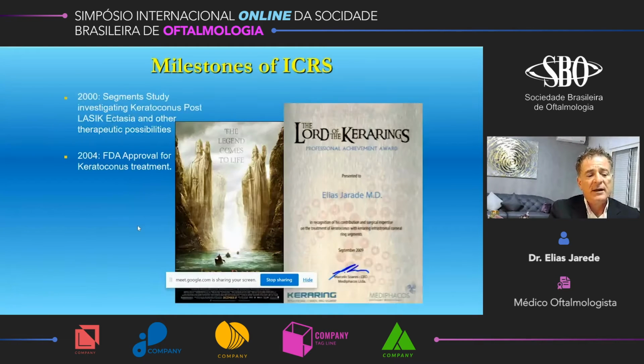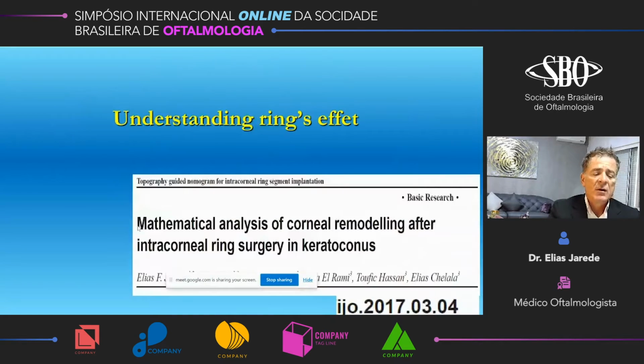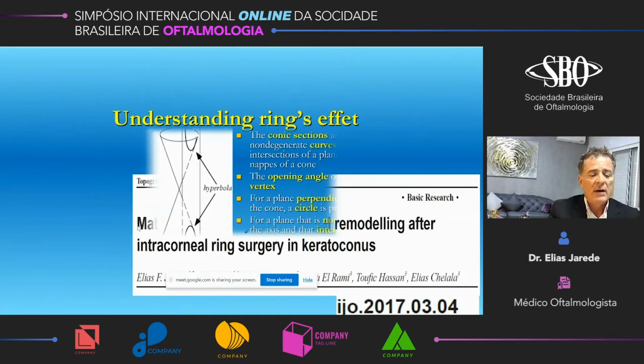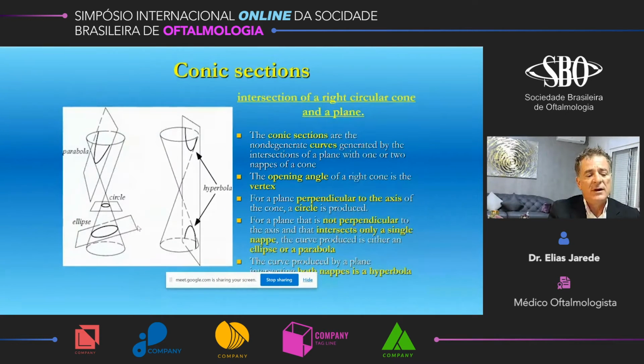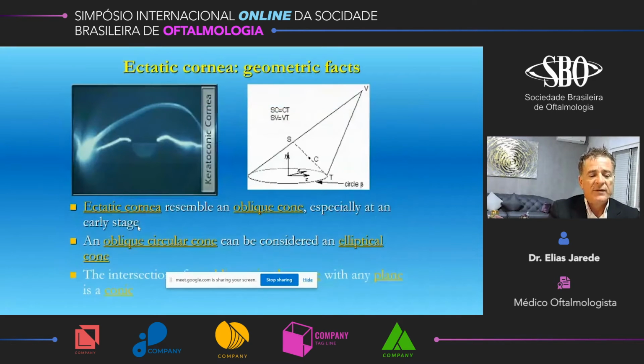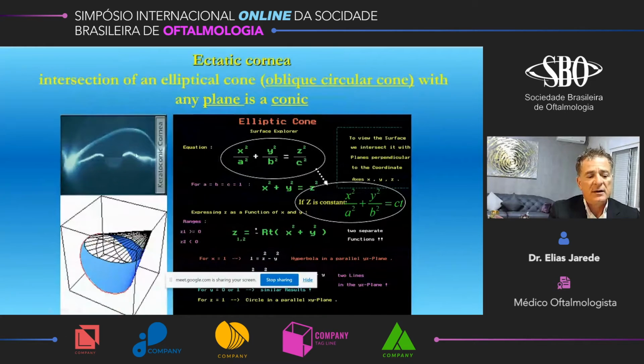The same for the ring. Understanding the ring effect is very important, how it does behave for the cornea. We have published about this in the mathematical analysis of corneal remodeling after ring implantation in keratoconus. All our understanding is based on the concept of the conic section and the shape of the tunnel produced by this cut. So keratoconus is pretty much equivalent to an oblique cone. When it's cut by a perpendicular cut to the cornea, it creates an elliptical shape and not a circular shape.